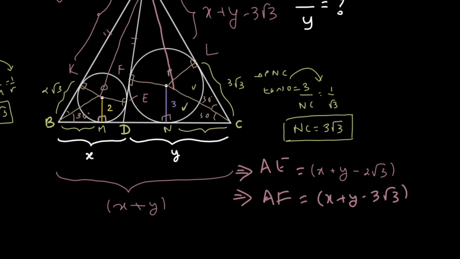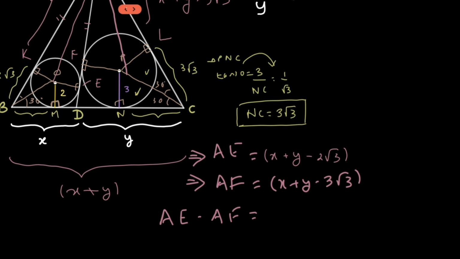Okay. Now what if I subtract this way, AE minus AF? So the left hand side subtracted equals the right hand side subtracted. So x plus y minus 2 root 3 minus x plus y minus 3 root 3. And if we simplify this, what we'll finally get is square root of 3. So this is the value for AE minus AF.